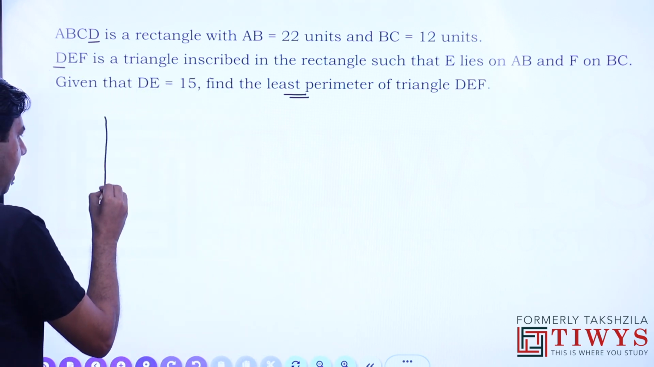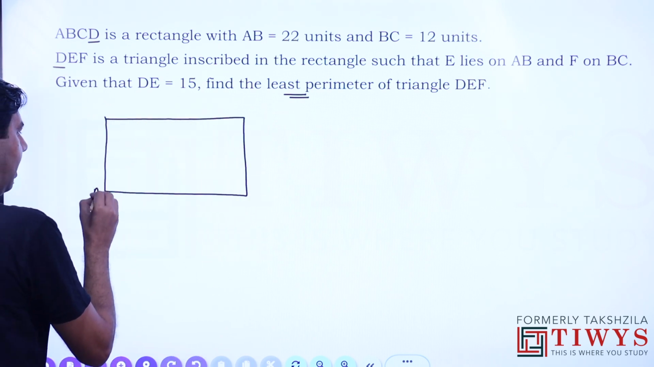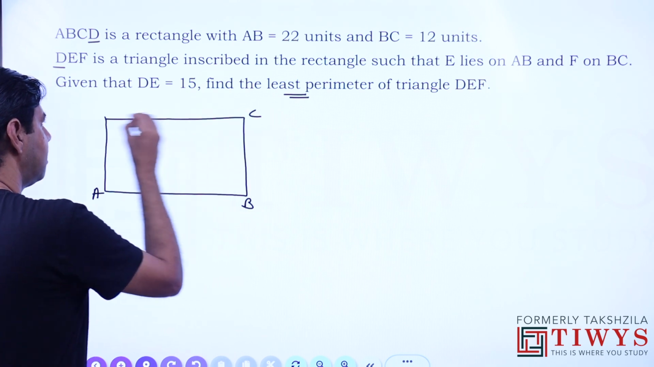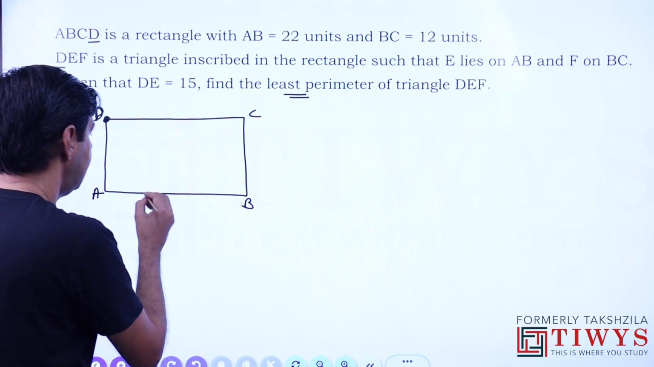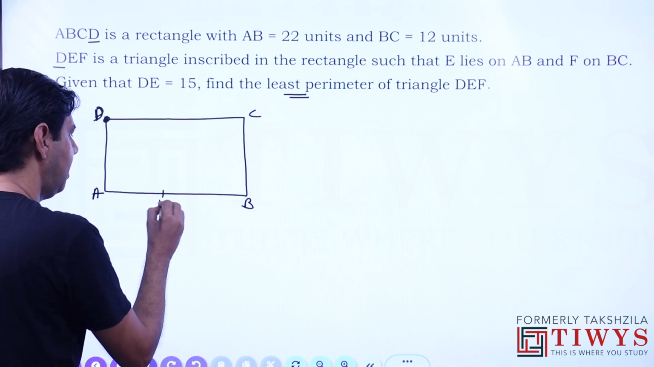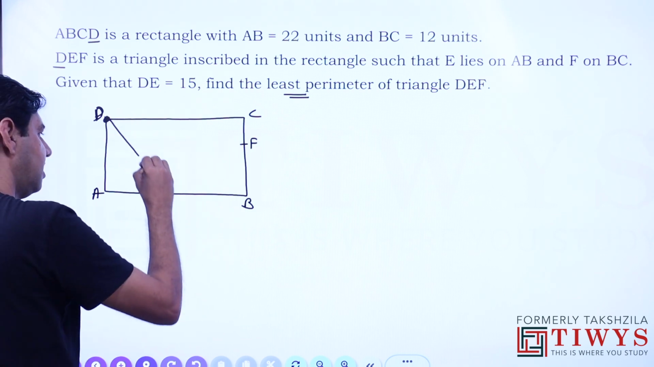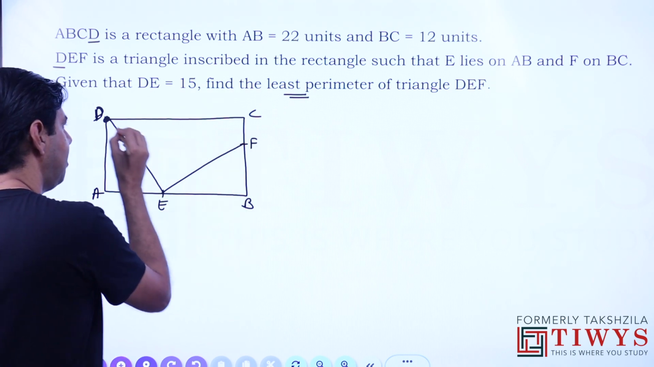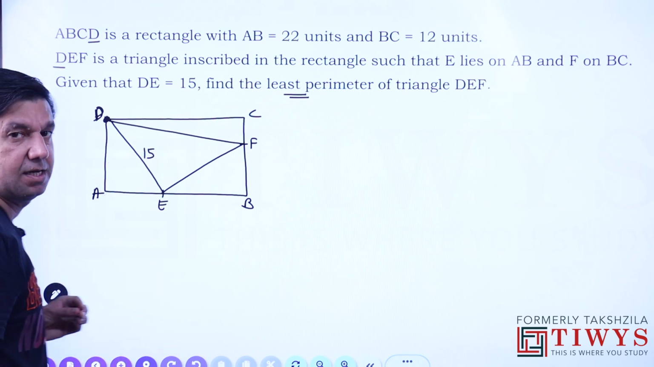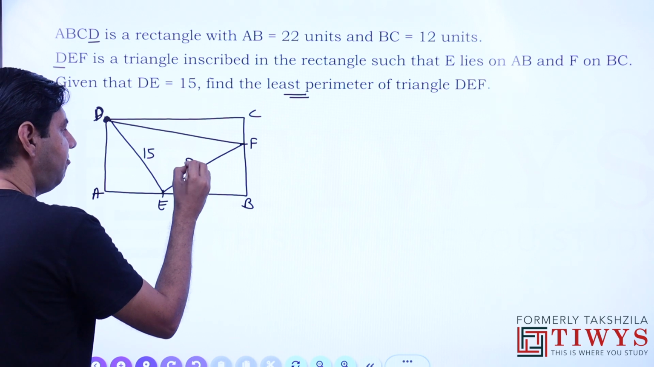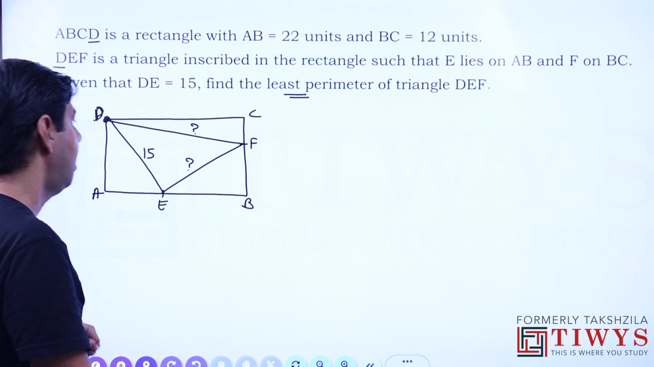I'm continuing. ABCD rectangle. So AB, I know the dimensions, and E lies on AB. I don't know where it lies, so let me take one point wherever E, and F on BC, and this is the triangle whose perimeter I want. I know DE is 15. But I do not know EF and I do not know DF. Once I know these, the perimeter can be found.